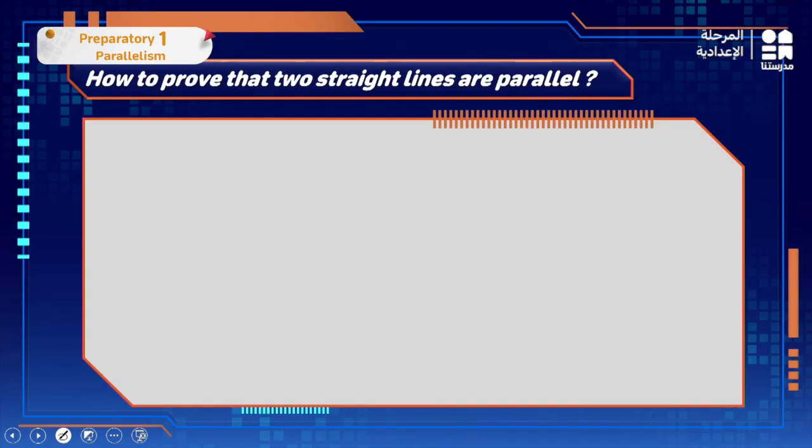Now, how to prove that two straight lines are parallel? زي ما شفنا في الفيديو إنه enough to get equal alternate angles or one of them or equal corresponding angles or supplementary interior angles. يعني السم بتاع الانتيريور angles يبقى 180. طيب let's read it.